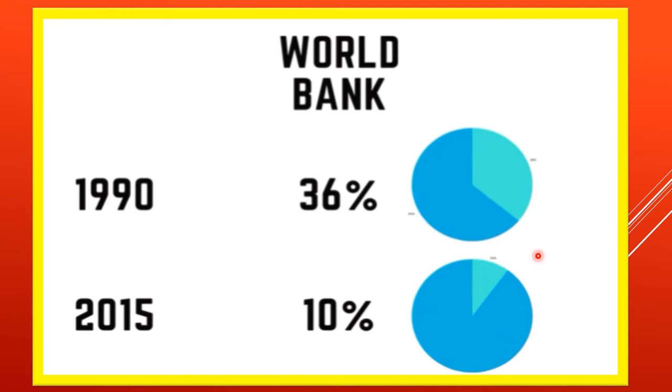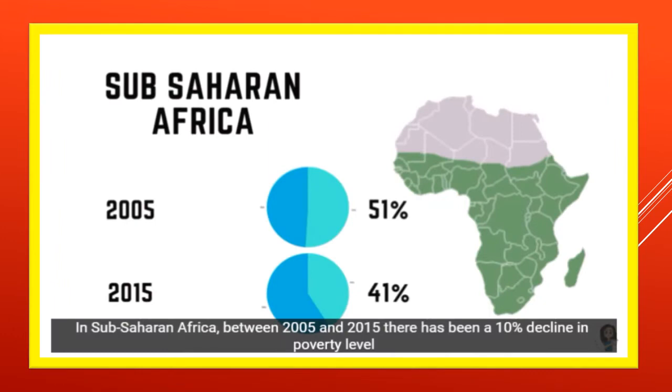So there has been a drastic reduction in the level of poverty in various parts of the world. In sub-Saharan Africa, between 2005 and 2015, there has been a 10% decline in the poverty level. You can see in 2005 it was 51%, and by 2015 it was 41%. So we see a decline of 10%.